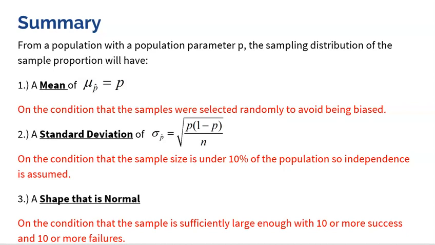But remember, we typically don't sample with replacement, so we do have to check that our sample size is under 10% of the population so that we can assume independence. And thirdly, the shape is going to be normal. But we only are going to get that normal shape as long as our samples have 10 or more successes and 10 or more failures expected.